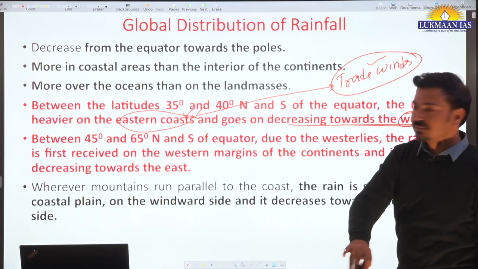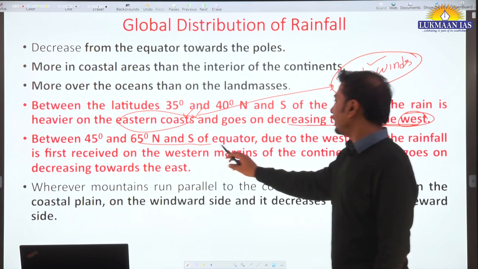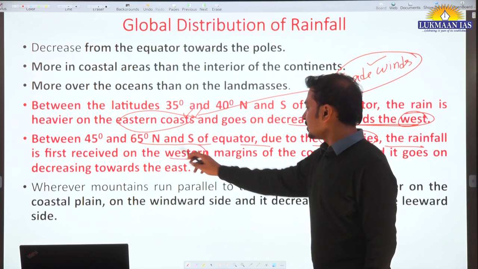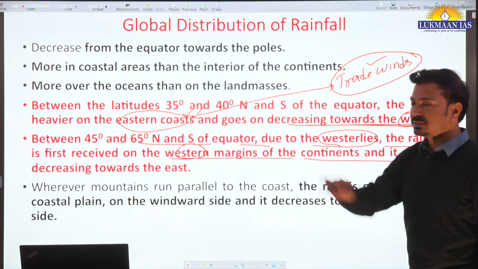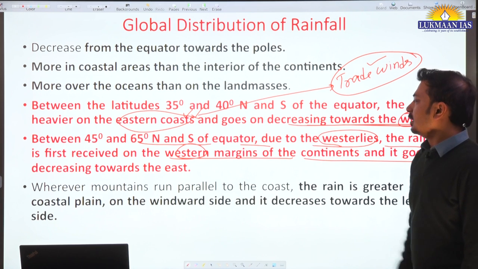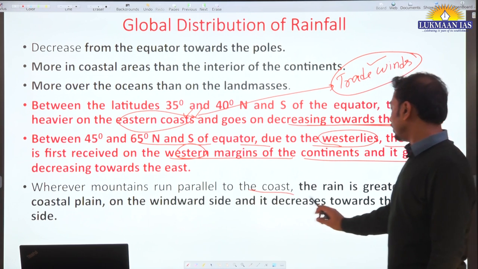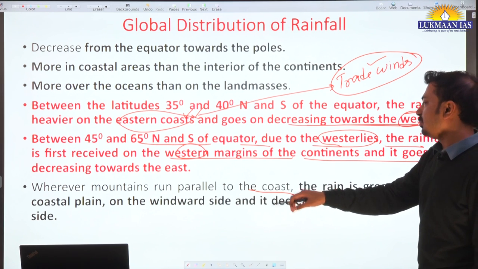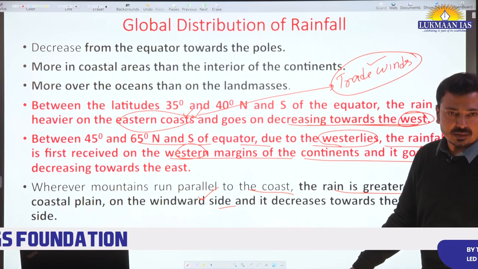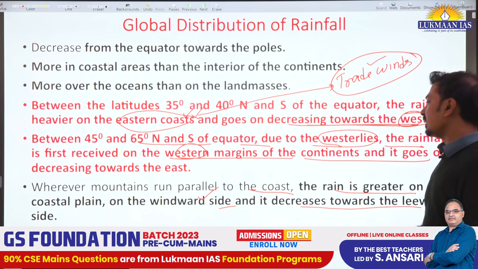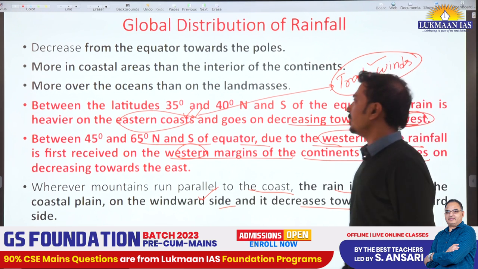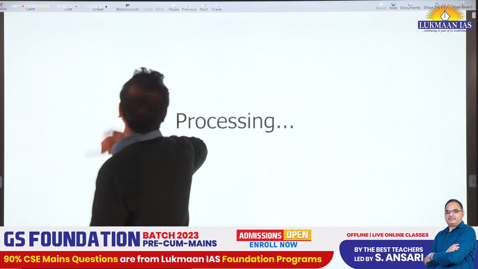Exactly opposite of this, between 45 to 65 north and south, due to westerlies, the rainfall is first received on the western margins and goes on decreasing towards east. Already UPSC has asked questions on these things. Now, wherever the mountains run parallel to the coast, the rain is greater on the coastal plains and windward side of those mountains, like the western slope of Western Ghats, and decreases towards the leeward side, the eastern slope of Western Ghats. Theek hai, so now you have understood this.